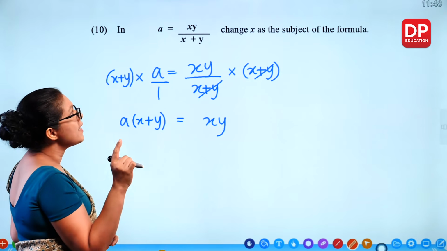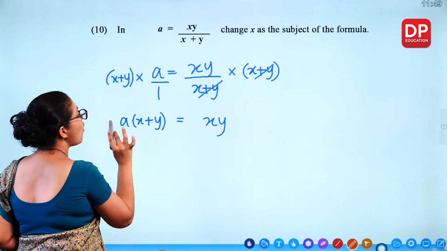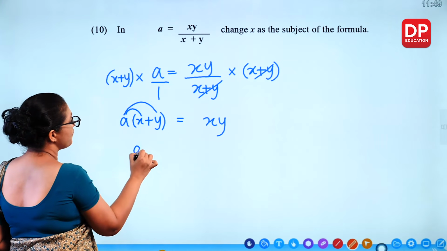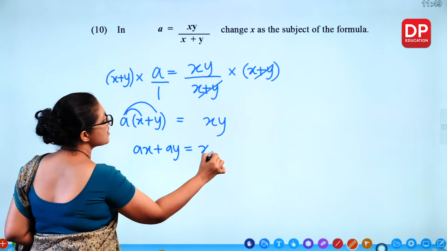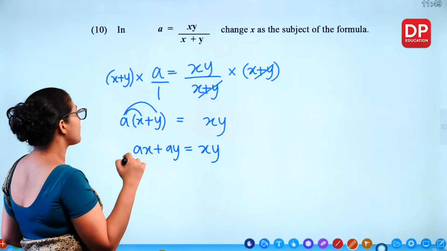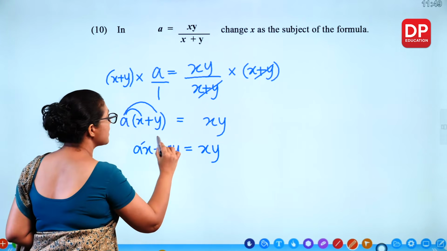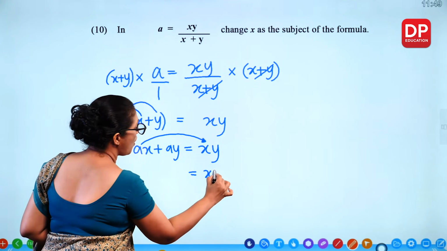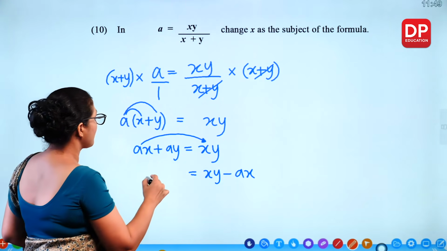Now you need to make X the subject. So you have to take all X terms to one side. So expand brackets first. AX plus AY equals XY. Here you get an X term. Here also you get an X term. So we'll take this term to this side. XY minus AX is AY.